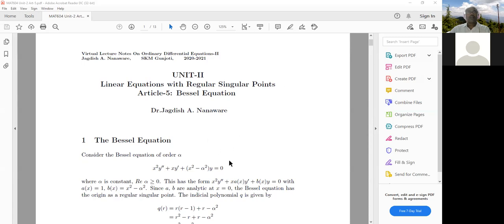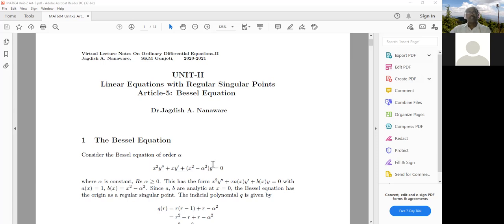So in this lecture, we consider the Bessel equation, which states like this: x square into y double dash plus x y dash plus x square minus alpha square times y is equal to 0, where alpha is some real constant, or it may be complex, provided that the real part of that complex number alpha is greater than or equal to 0.